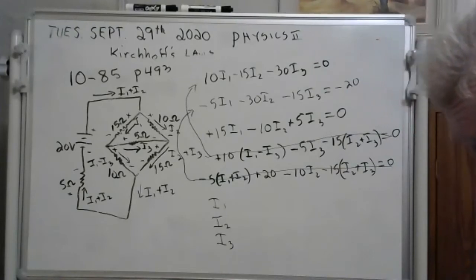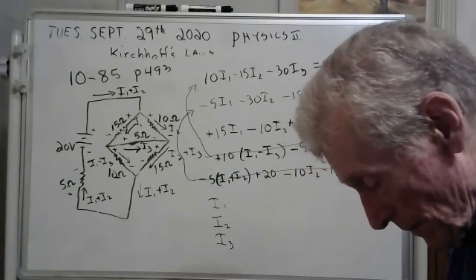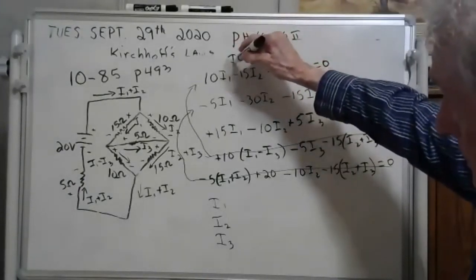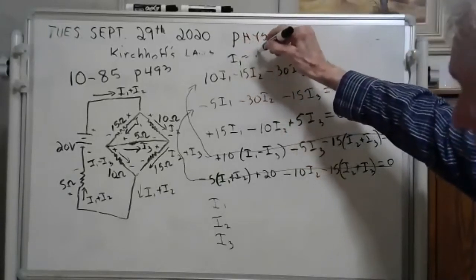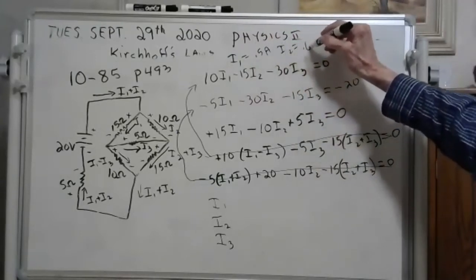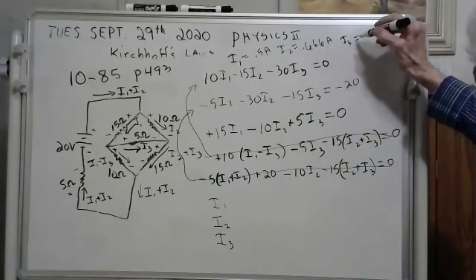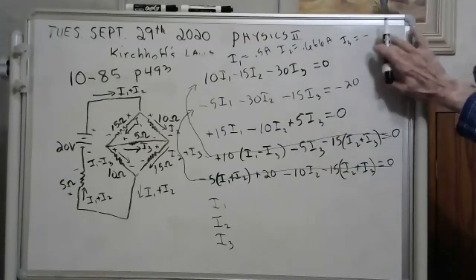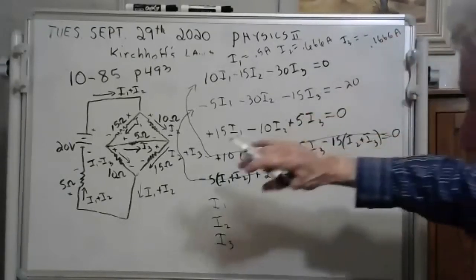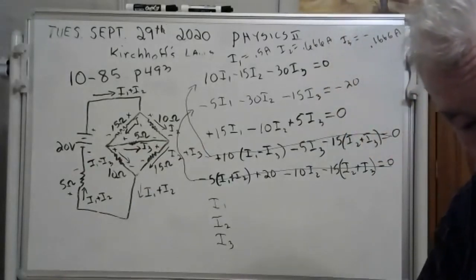And here's the answers. I wonder if these are right. This says the answers. I1 is 0.5 amperes. I2 is a bunch of sixes, amperes. And I3 is, gee, I got a minus 0.1, a whole bunch of sixes, amperes. So you know what that means? I3 is going the other way. Well, let's see what the answer book says.